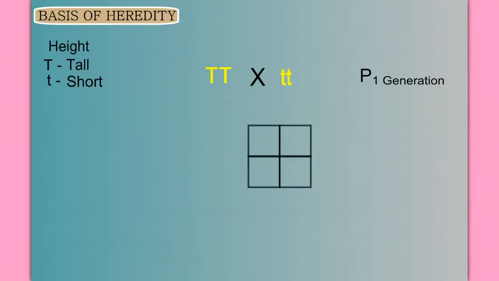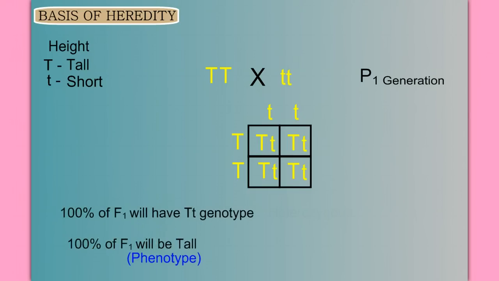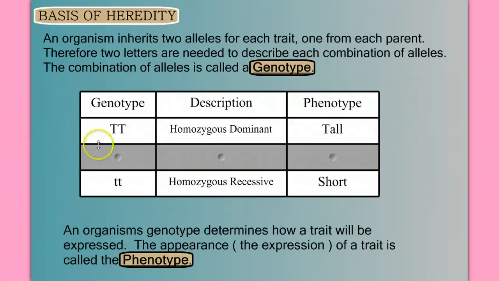Now we can show the cross using what we call a Punnett square. We are going to put this parent's gametes along this side, and this parent's gametes along the top. Now we recombine them to see that our offspring are all big T, little t. And 100% of F1 will have the big T, little t genotype and the tall phenotype. We can describe this genotype as heterozygous. Based on the law of dominance, we know that plants with this genotype will have the tall phenotype.